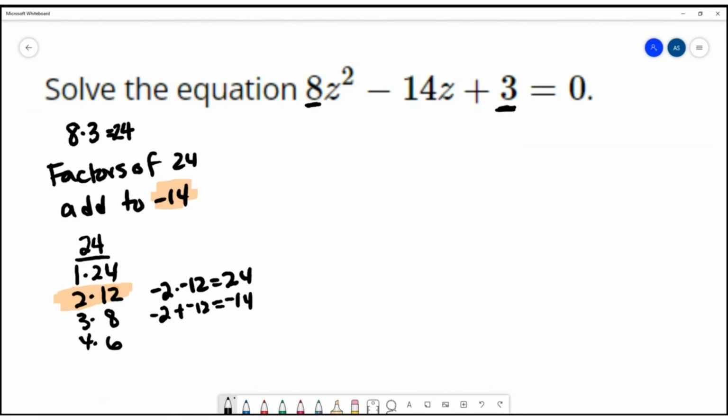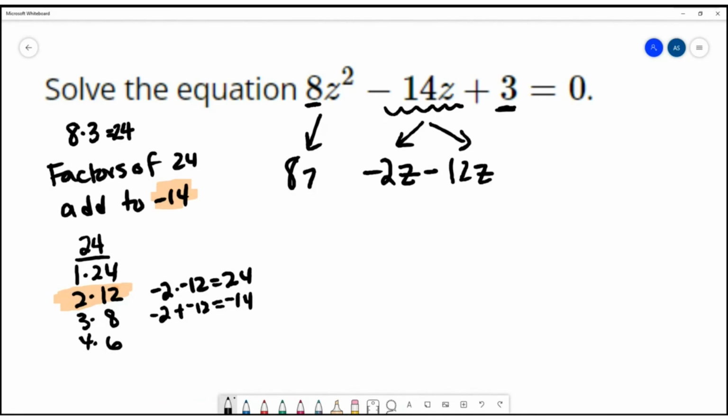Once I get that pair of numbers, I'm going to take the middle term and I'm going to split it into 2 terms using those numbers that I just found. So that will be a negative 2z and a negative 12z. The first term stayed the same, and the last term stayed the same. So we're just splitting the middle.